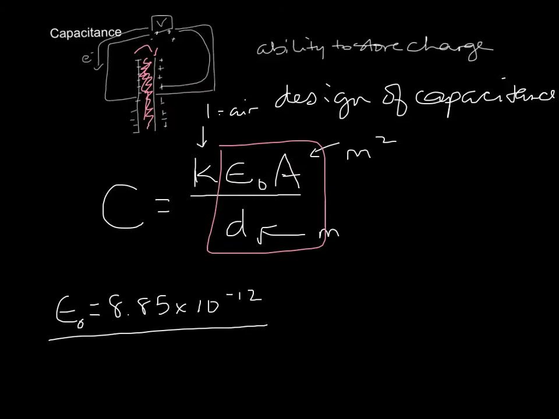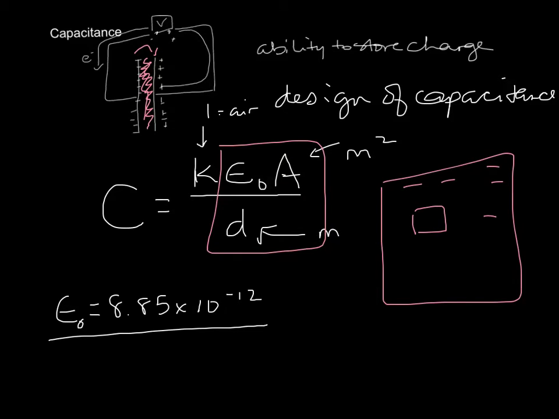Okay? So if I make the area of the plates bigger, it can hold more charge. It has a higher capacitance. And that kind of makes sense, because if it's little, it can hold a few electrons, but if it's bigger, I can put more electrons all over that guy. So it makes sense that the area would increase the ability to store a charge.